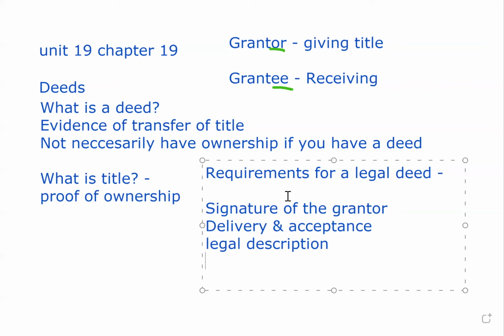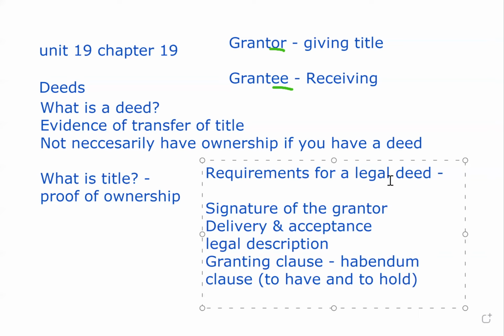But I'm going to finish writing in what you need to have a valid deed. You need the signature of the grantor, delivery and acceptance, legal description, and you need a granting clause. That is basically going to contain what's called a habendum clause, which contains the words to have and to hold. That's really all there is to that.